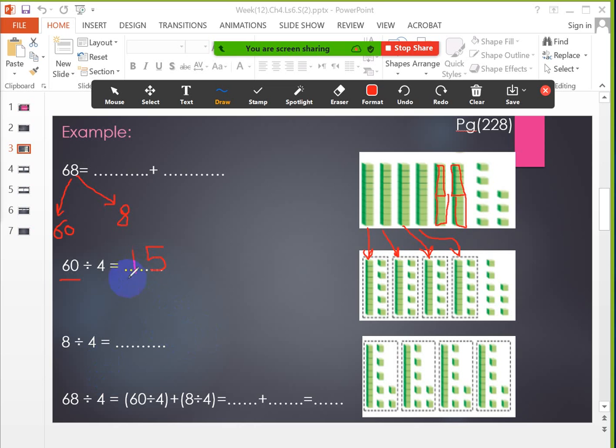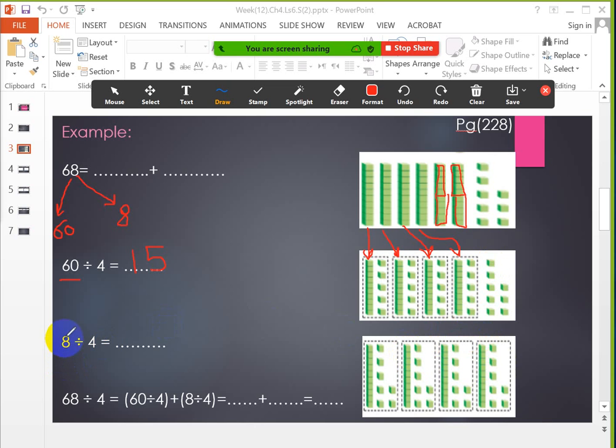Okay, so the answer for this division is 15. Now I want to divide the 8 small cubes. I have 8 small cubes, and I want to divide them by 4. Also the same thing, I will divide it evenly into 4 groups.